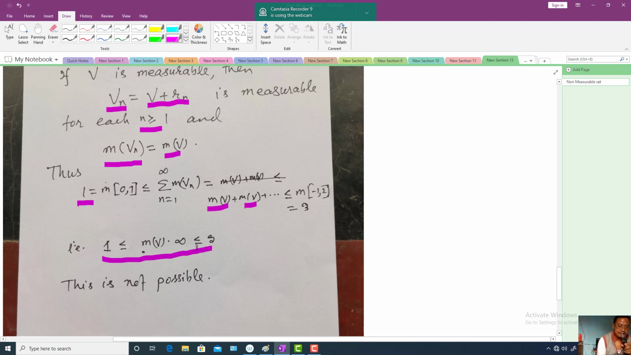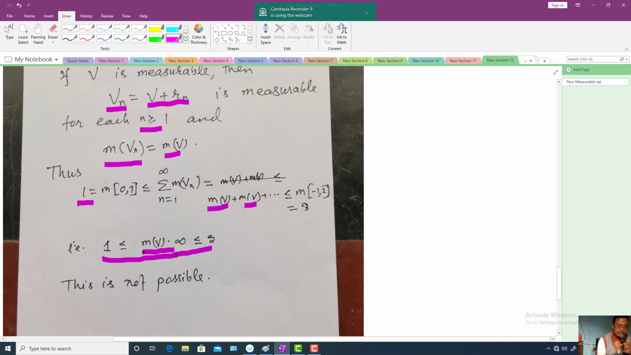So is this possible? If the measure of V is not 0, then the measure of V times infinity is going to be infinity, and then infinity is going to be less than 3. That is not possible. So the measure of V cannot be non-zero. If it is non-zero, the measure of V times infinity is going to be infinity, and infinity cannot be less than 3. All right, that is wrong.